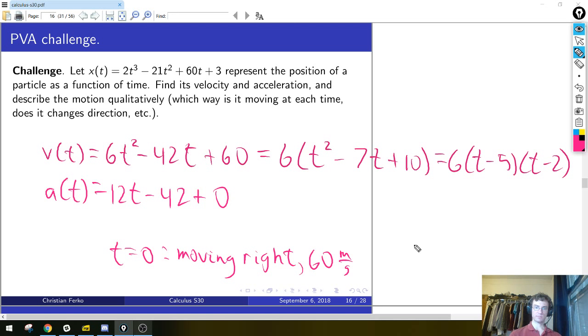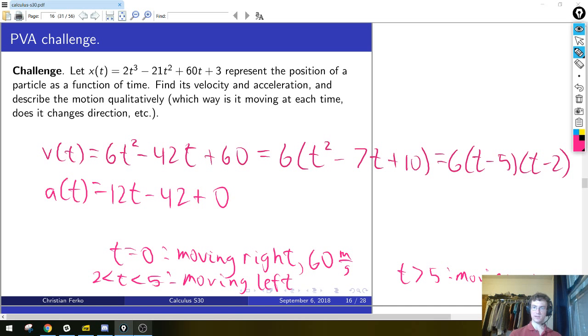In some units, maybe 60 meters per second if you like. Then at t equals 2, this product is now negative, so for t between 2 and 5, this guy has changed directions. He's now moving left with some varying speed. And once we get to t equals 5 and beyond, he again changes directions, and now both of these are positive, so for t greater than 5, he's back to moving to the right.